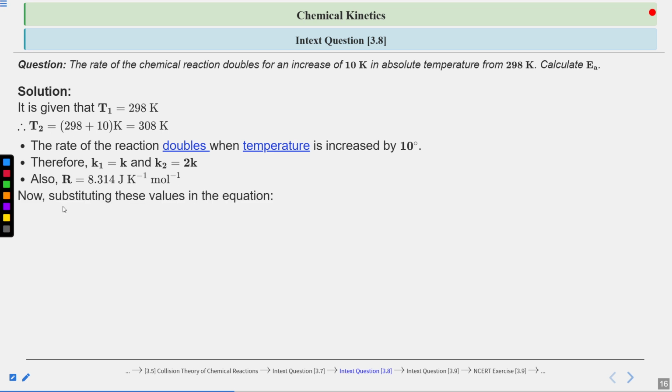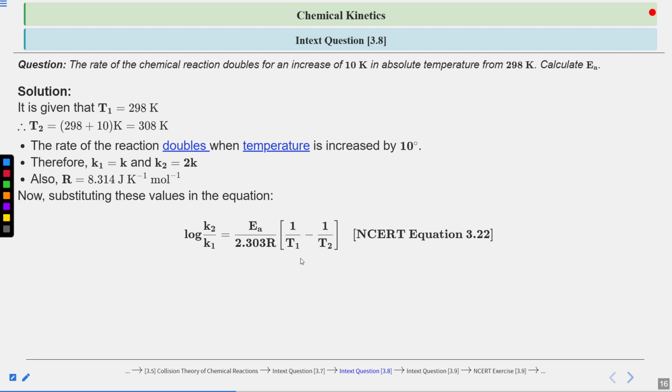Now, if you know the Arrhenius equation, you can substitute these values in the equation. So log of K2 by K1 is equal to EA upon 2.303 R times (1 by T1 minus 1 by T2). Now this is the NCERT equation marked as 3.22.